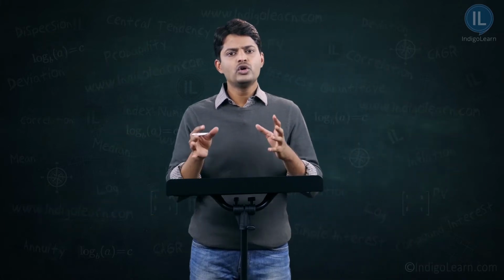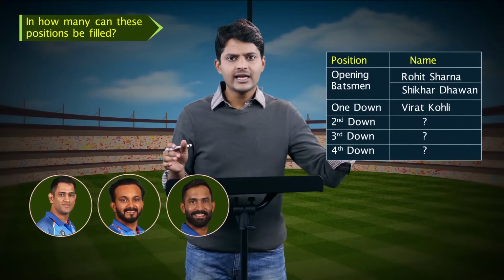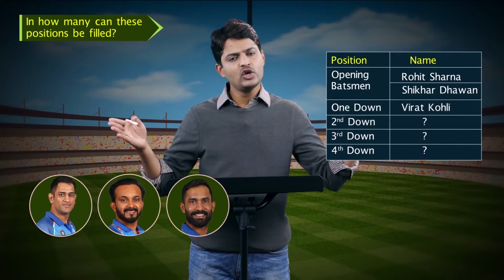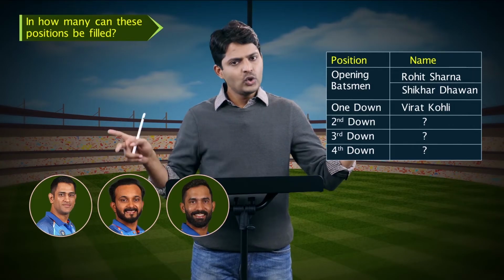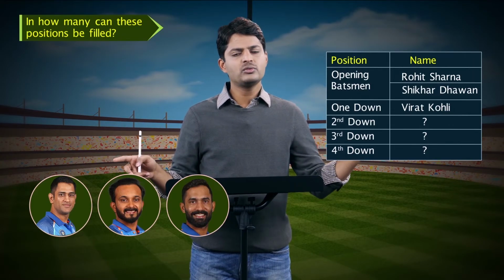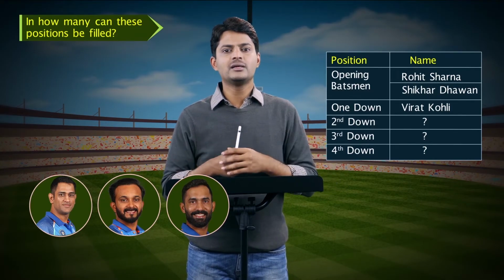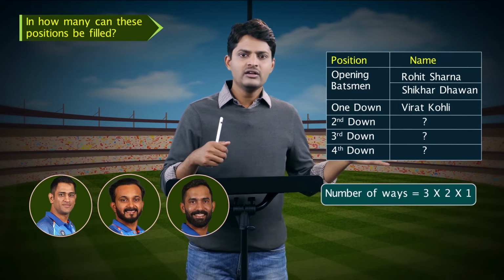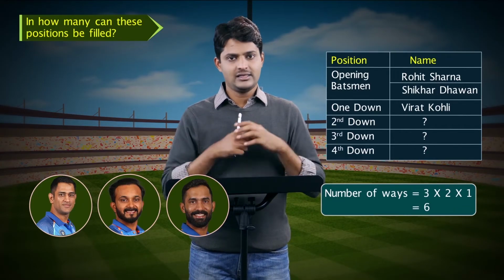If you choose to do it directly using the concept of 3 factorial, by saying that the second down can be filled by any of these 3 people, the third down can be filled by any 2, and the fourth down has to be filled by the last remaining person, you can say the number of arrangements is nothing but 3 into 2 into 1, which is nothing but 6. So that also will give you the same answer.